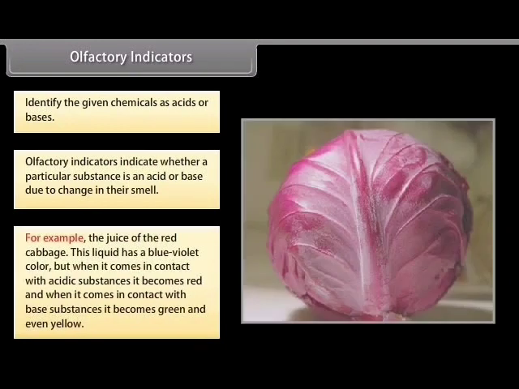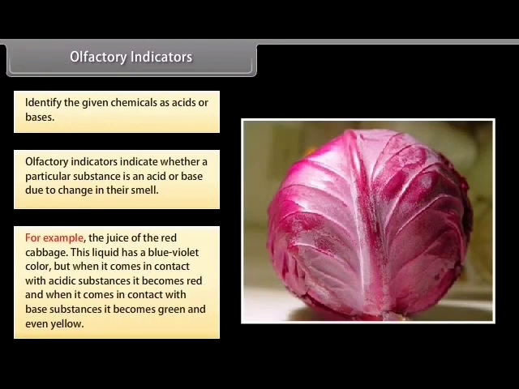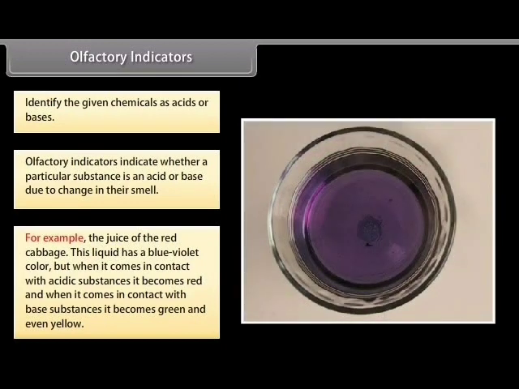For example, the juice of the red cabbage. The liquid has a blue-violet color, but when it comes in contact with acidic substances, it becomes red, and when it comes in contact with basic substances, it becomes green and even yellow.